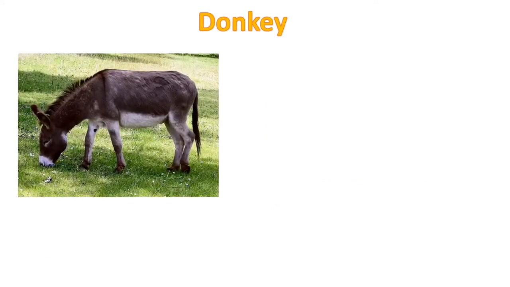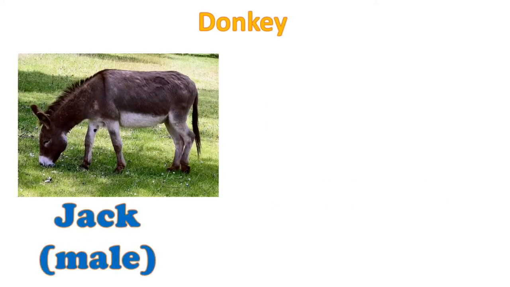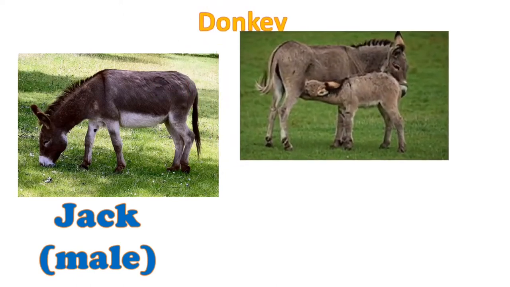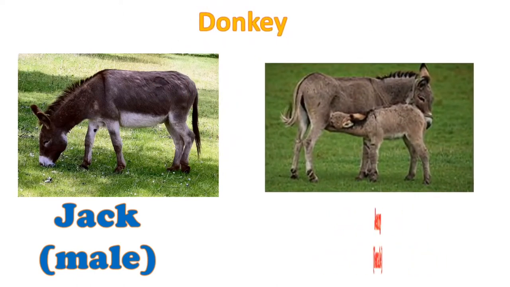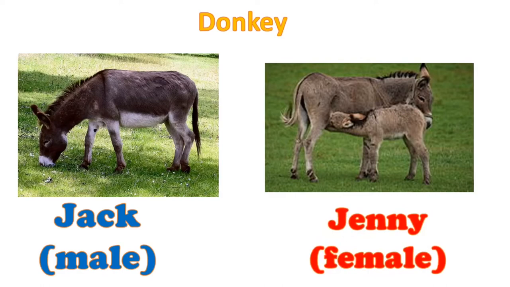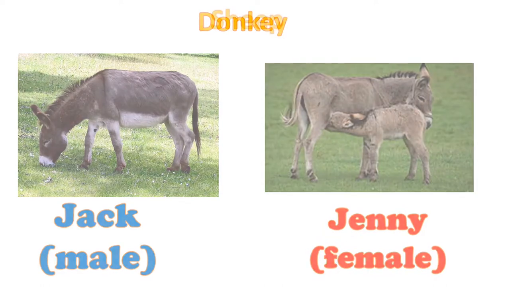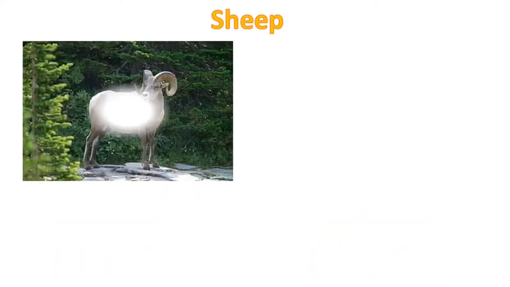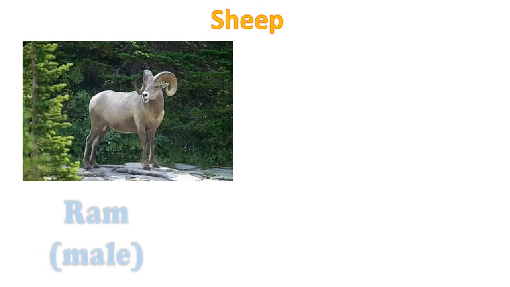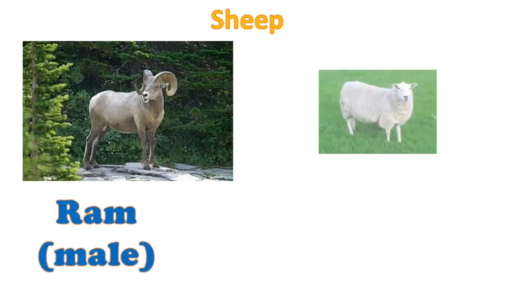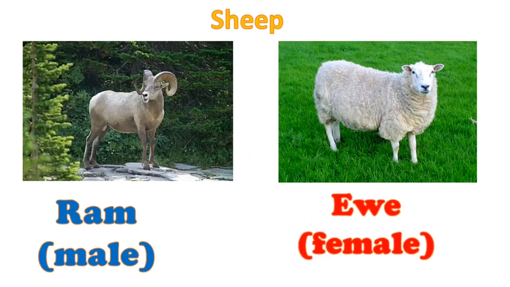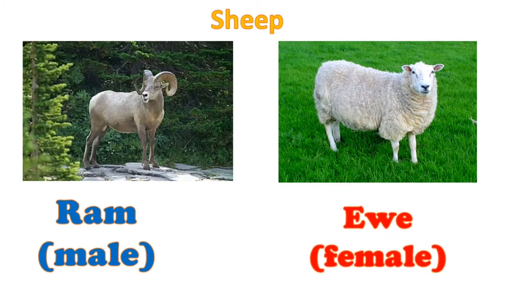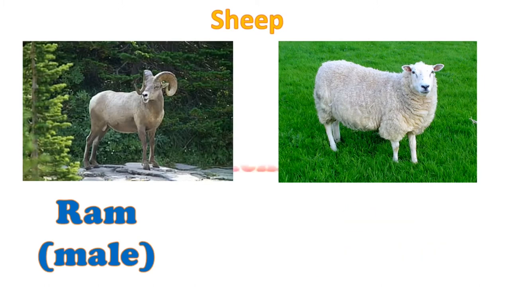The male donkey is called a jack, whereas the female donkey is called a jenny. The male sheep is called ram, however the female sheep is called a ewe. The spelling is E-W-E and it is read as ewe.